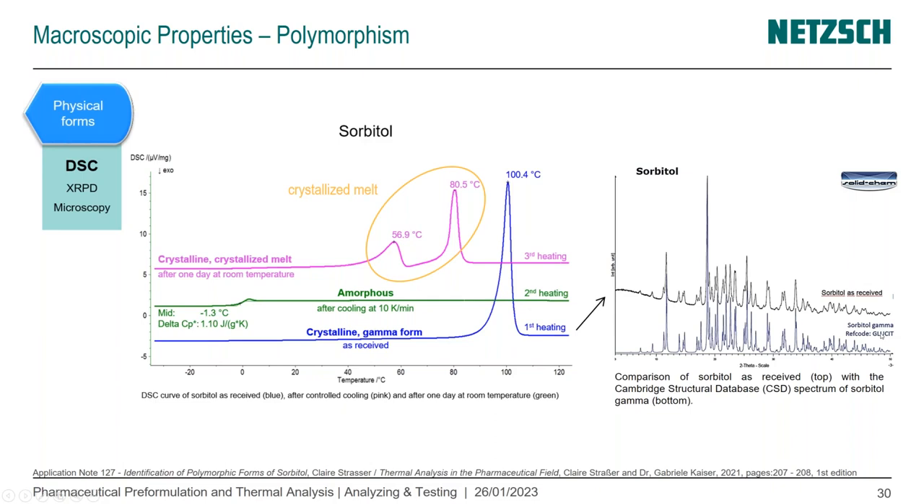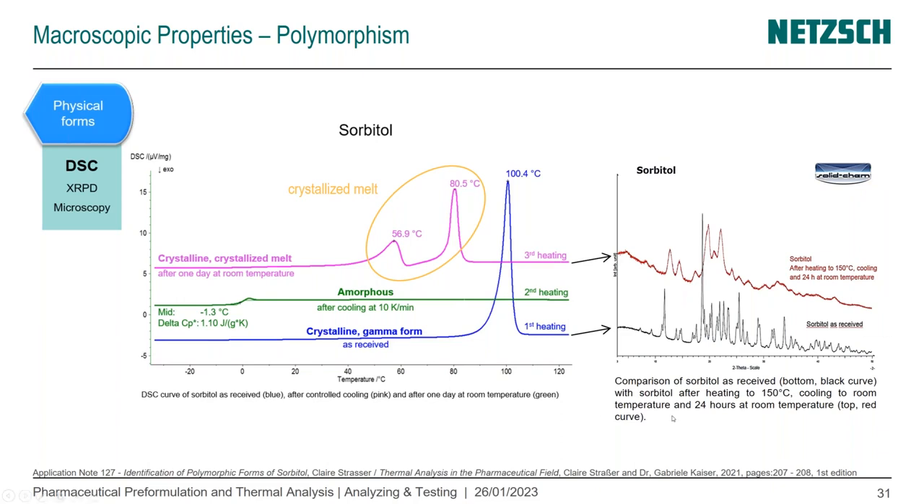And here there is a standard, the reference of the sorbitol gamma, and in black here we have the diffractogram of our material, and they agree quite well. So yes, as received, we do have the gamma form.